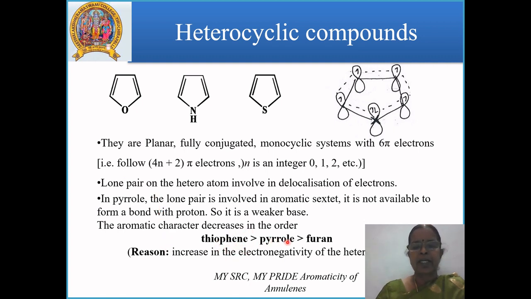Thiophene is more aromatic than pyrrole, which is more aromatic than furan, because oxygen is more electronegative. It tries to hold the lone pair of electrons towards itself, whereas sulfur is least electronegative and contributes the lone pair effectively for delocalization of pi electrons.